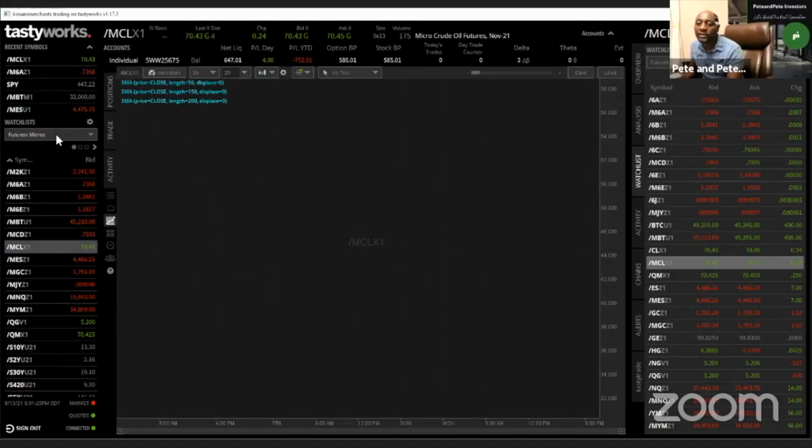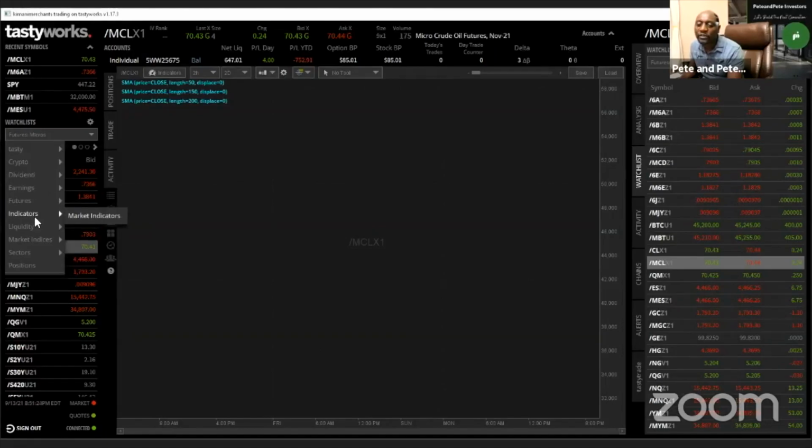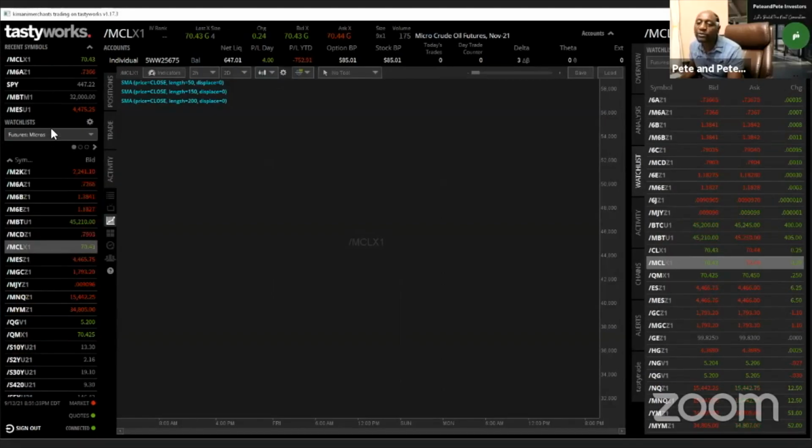And Tastyworks actually has a column here for futures that is just micro contracts. Although with any other platform, you can build those micro contracts and put them as a watch list for yourself. But Tastyworks does have that tab for futures micros. All right, so I think those are the most major platforms that a lot of people use.